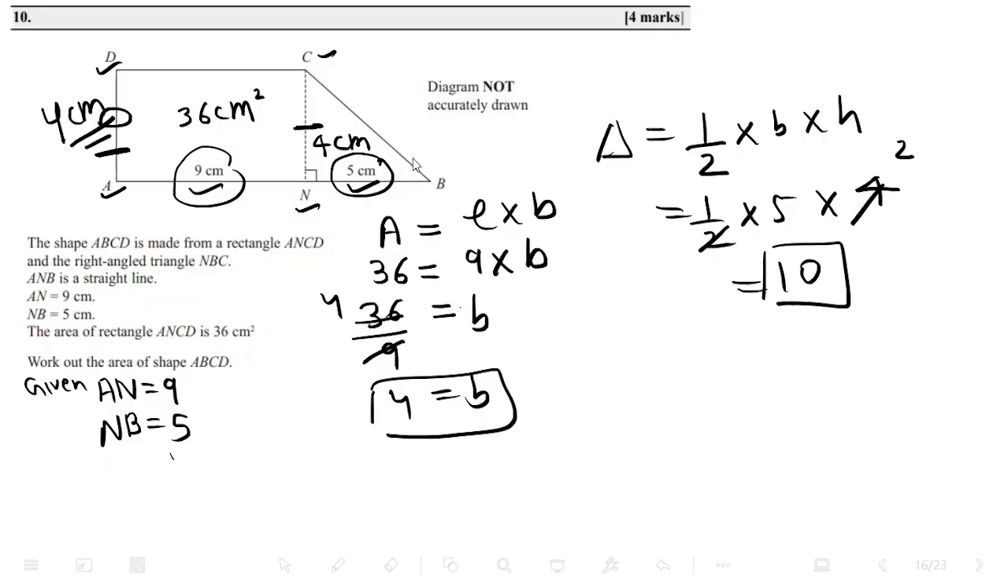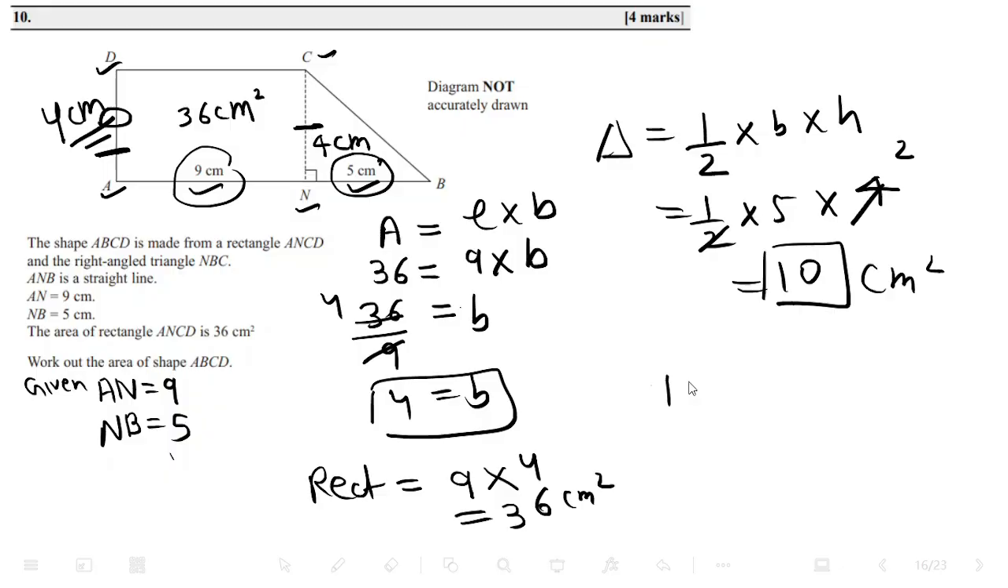Now for the rectangle part, the length is 9 and the breadth we have already calculated, so the area is 36 centimeters square. And for the triangle we have already calculated 10. They are asking for the total area, so the total area is 36 plus 10, which is 46. I hope you got this one right. Can we proceed to the next question?